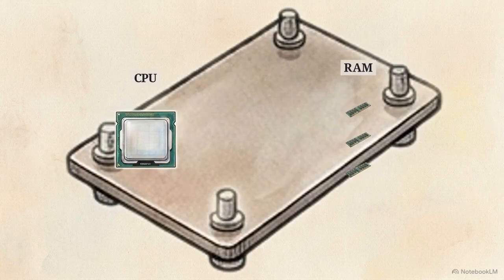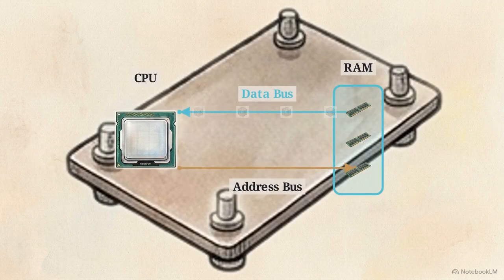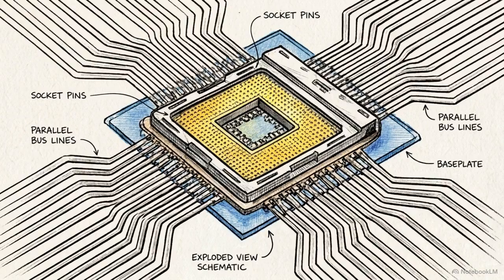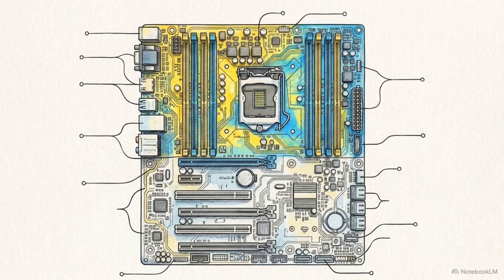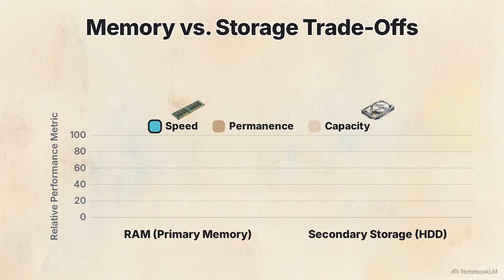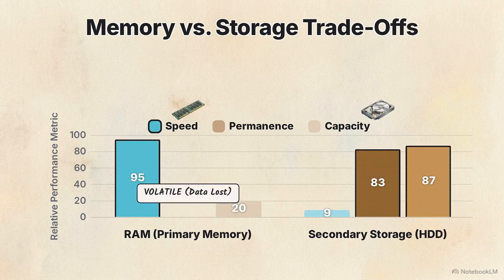Once loaded into high-speed RAM, the operating system and your applications feed instructions directly to the CPU via the data and address buses. The golden rule of computer architecture remains absolute. If the CPU is processing data right now, that data must be located in primary memory. Every component in this system represents a calculated engineering trade-off. You sacrifice permanence for speed in RAM and sacrifice speed for massive capacity in secondary storage.